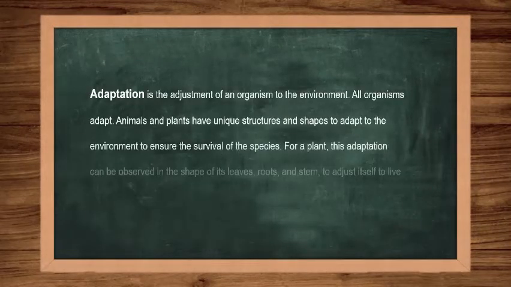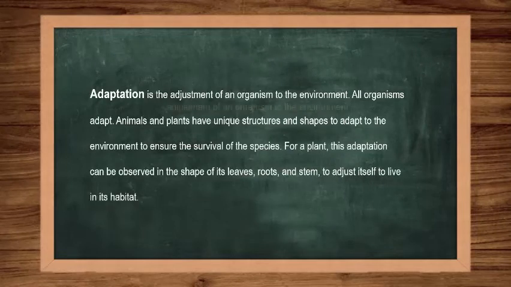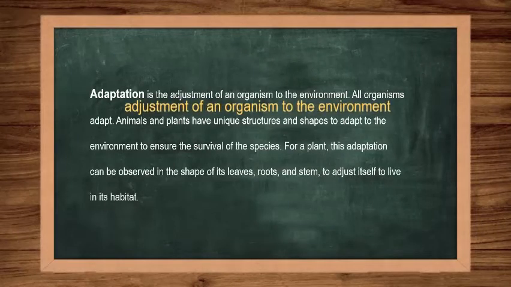The meaning of adaptation. Adaptation is the adjustment of an organism to the environment. All organisms are adapting. Animals and plants have unique structures and shapes to adapt to the environment to ensure the survival of the species. For a plant, this adaptation can be observed in the shape of its leaves, roots, and stem to adjust itself to live in its habitat.